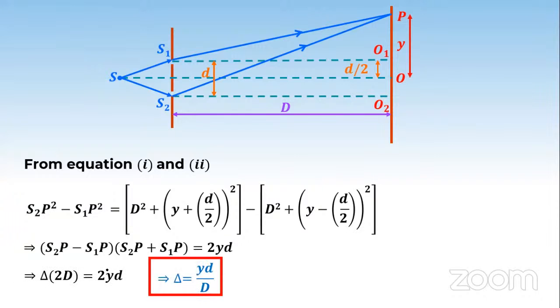You get the path difference like this, and the ultimate value will be equal to d sin theta, which you will put as y d by D. So our main motto is to find the path difference completely. Here I'm getting the path difference, which is equal to y d by D. So from this, students, what is the use of this formula?